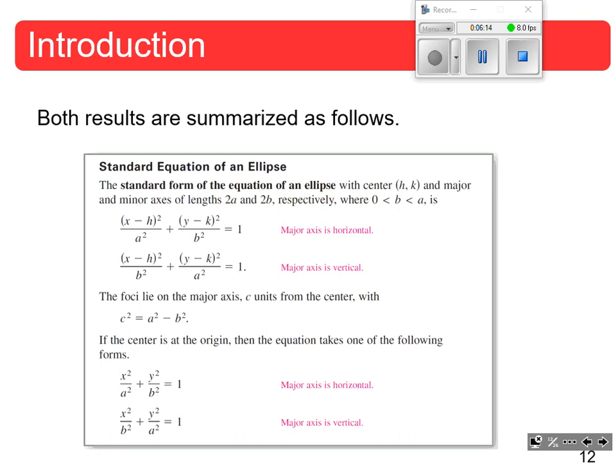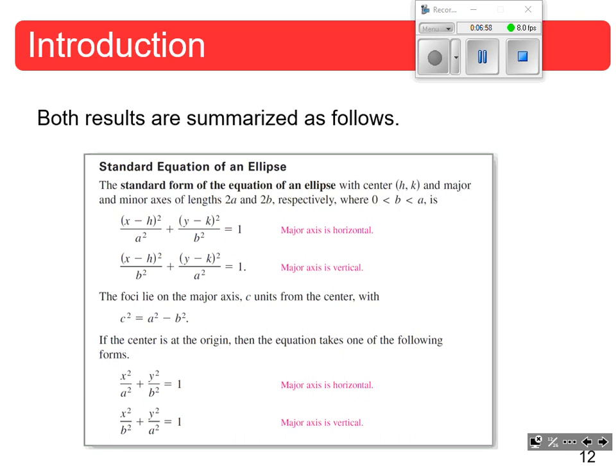Major axis is horizontal, major axis is vertical, where 0 is less than B is less than A. A is always going to be the bigger of the two axes. The focus lies on the major axis, C units from the center, with C squared equal to A squared minus B squared. If we have the major axis and C, the focus, we can find the value of B, and vice versa. Because if I have the C value, the distance from the center, then we can find A and B accordingly.